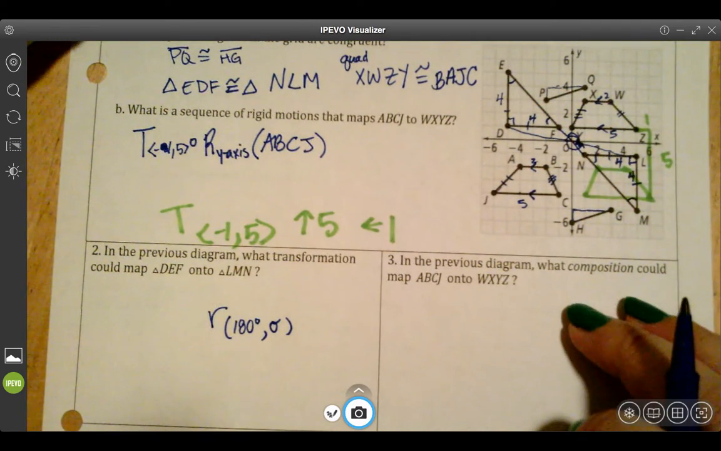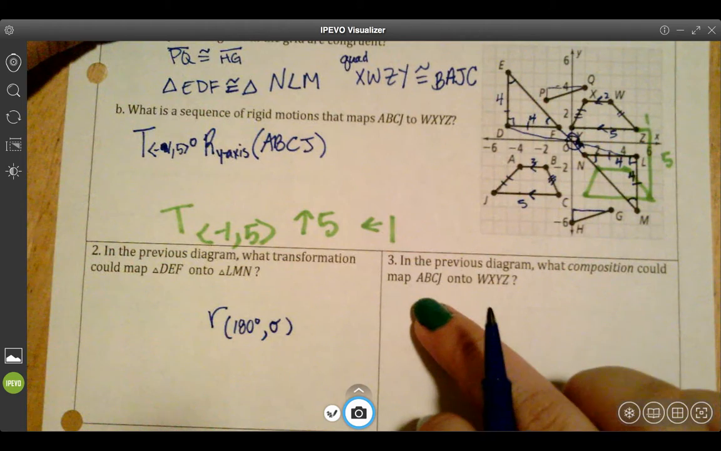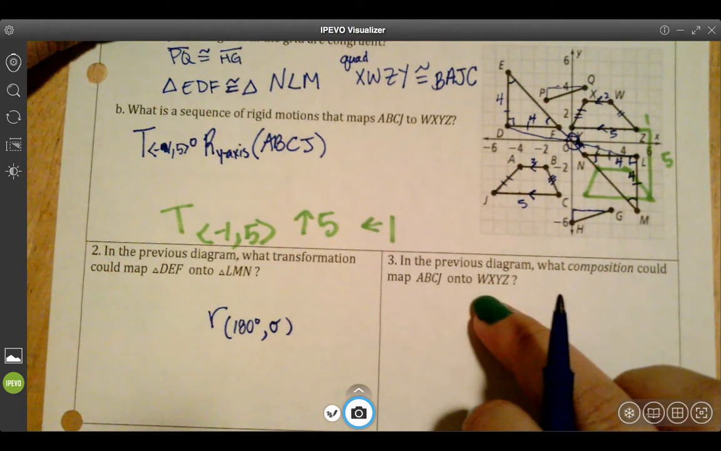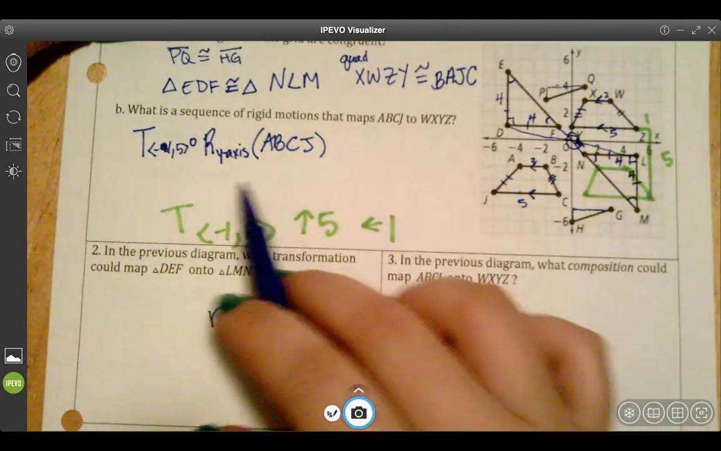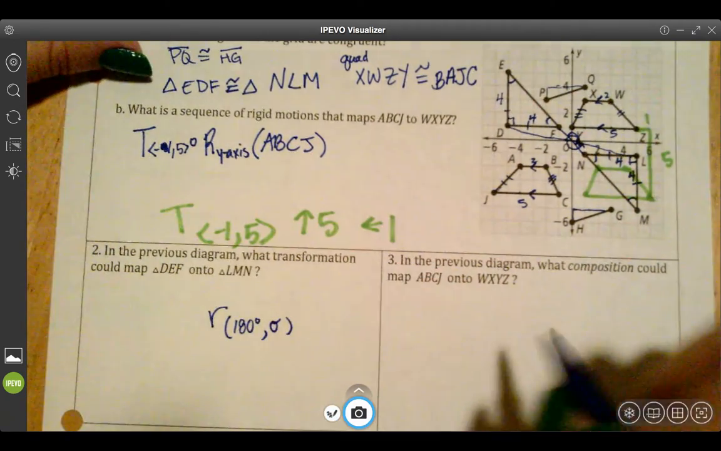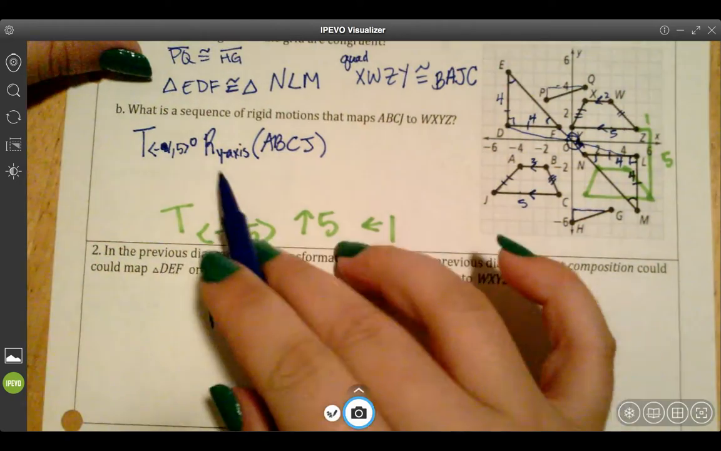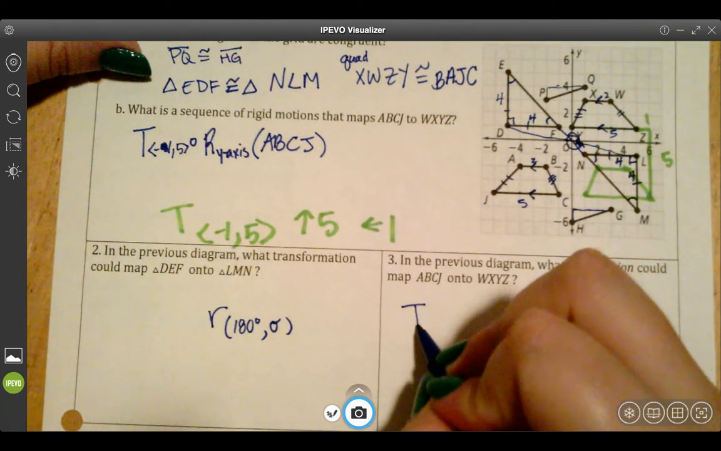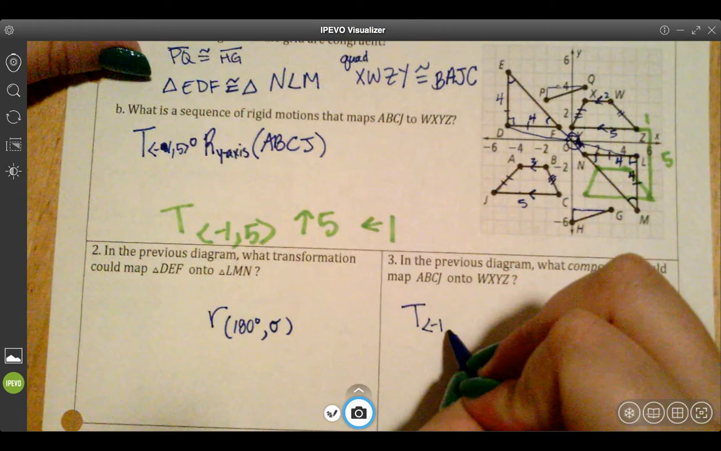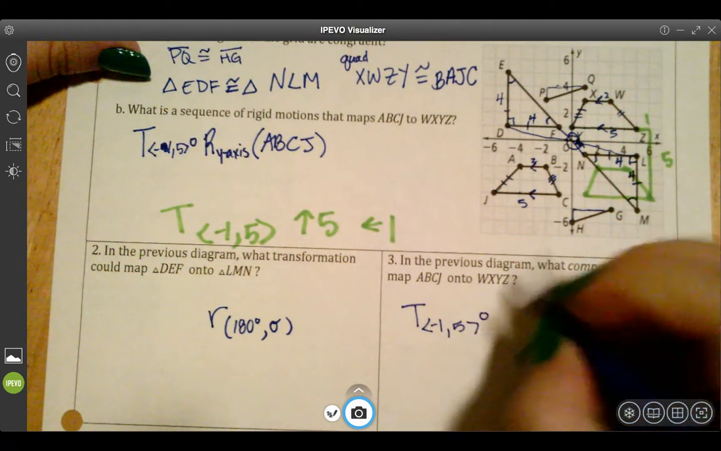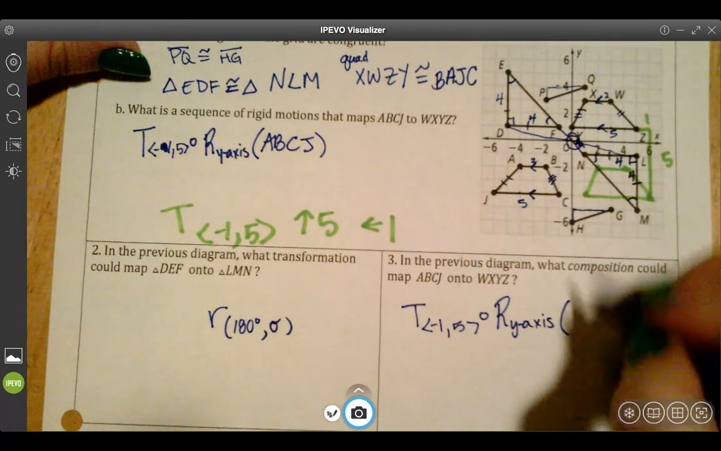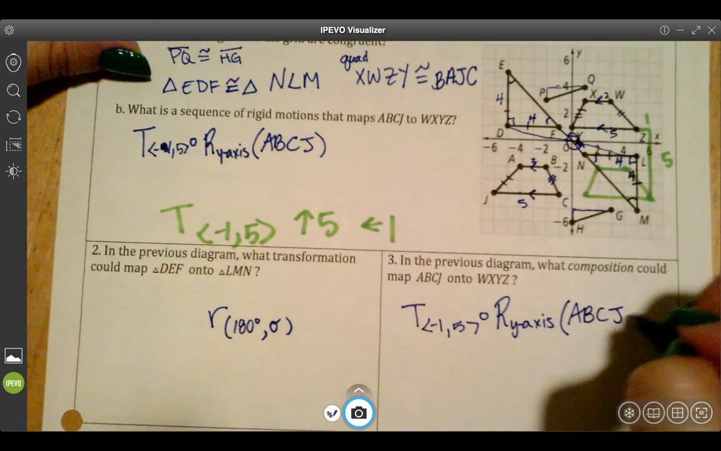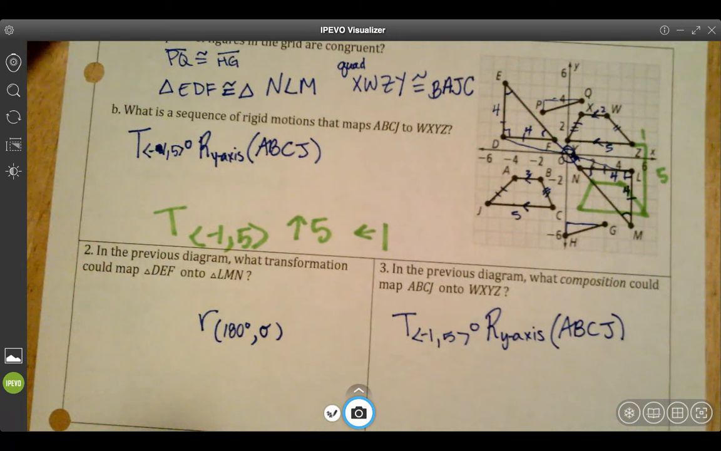And lastly, in our diagram, what composition can map ABCJ onto WXYZ? Well, luckily, because of the way we wrote our rigid motions before, we can just copy that answer right down here. We already wrote it as a composition. So the translation by -1, 5 after a reflection over the y-axis of, what did we start with? A, B, C, J. Let's take a look at our next example.